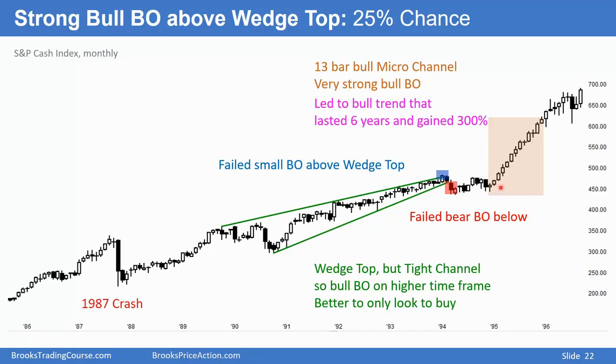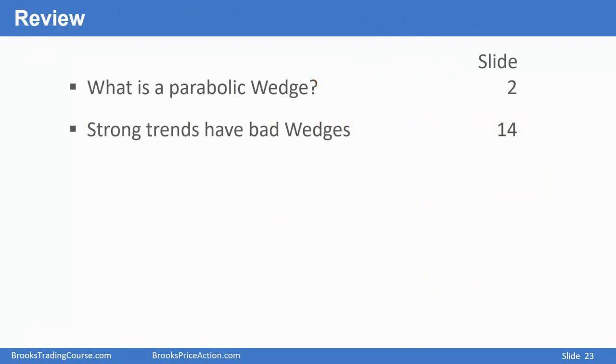A bull breakout above a wedge top. 25% chance you get a successful bull breakout above a wedge top. And this was one of the most successful bull breakouts above a wedge top in the past 50 years. I began by talking about parabolic wedges and how they can lead to reversals. I also talked about how strong trends are constantly forming wedge reversals, but if the channel is tight, those reversal attempts will be minor and become flags, and the trend will continue.